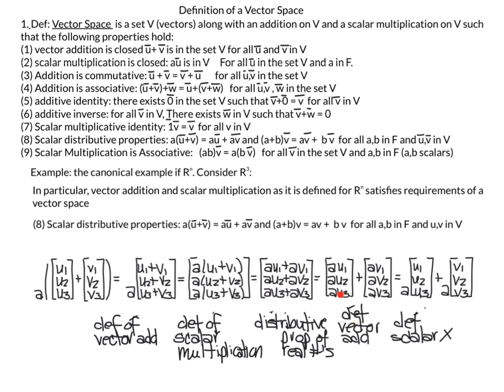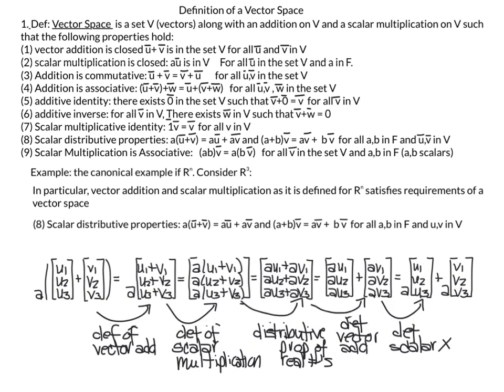Next, by definition of vector addition, we can separate out this vector here from this vector. So we have the vector (a u1, a u2, a u3) plus the vector (a v1, a v2, a v3). And then finally, using the definition of scalar multiplication, that's what this x is, multiplication, we can factor out our scalar a. So this is a times vector u plus a times vector v.